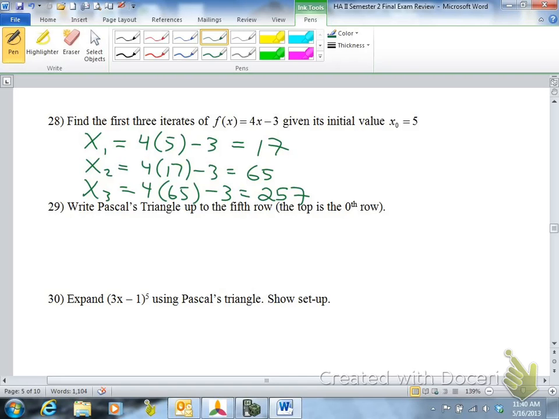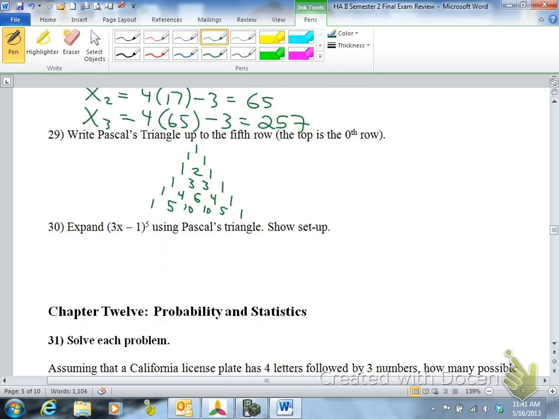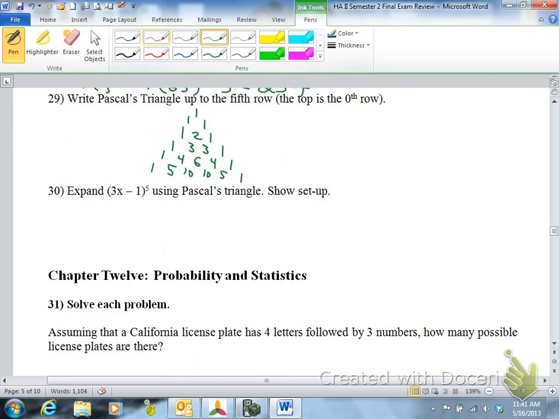Pascal's triangle. How do we write Pascal's triangle? 1, 1, 1, 2, 1, 3, 3, 1, 4, 6, 4, 1, 5, 10, 10, 5, 1. So that's Pascal's triangle.